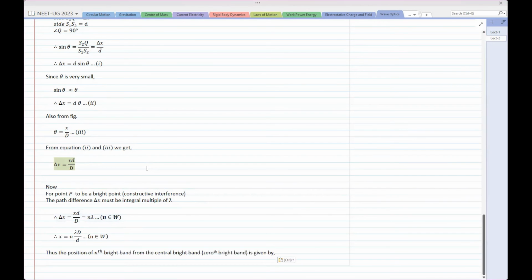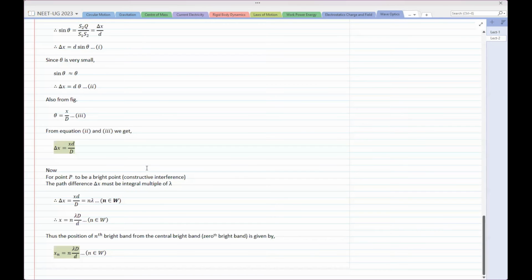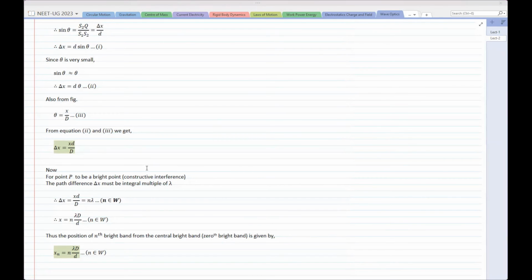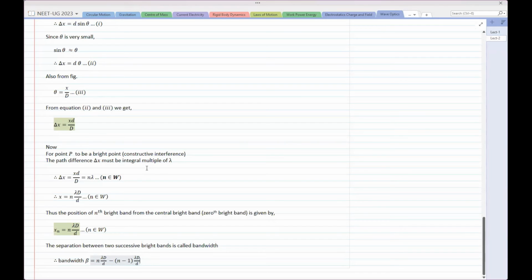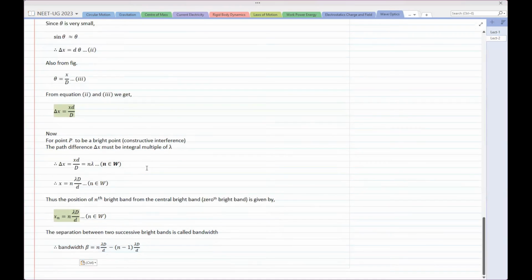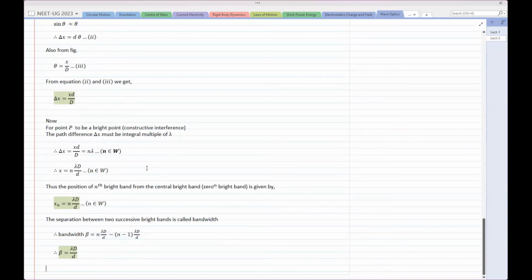Thus, the position of nth bright band from the central bright band, that is distance x, is given by xn is equal to n lambda capital D upon small d. ये part difference का उल्टा है, confuse मत होना. Okay. Now the separation between two successive bright bands, which is called bandwidth. Then can you find out what is bandwidth? So bandwidth is denoted by beta, and this beta is equal to n lambda D by d minus (n minus 1) lambda capital D upon small d, which results in beta is equal to lambda capital D upon small d.